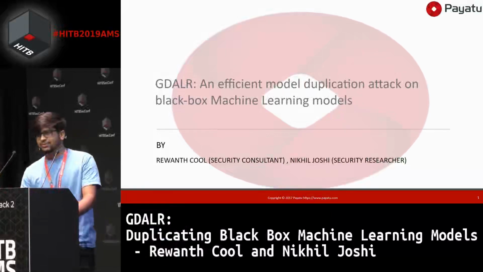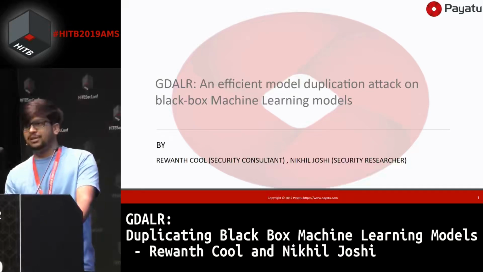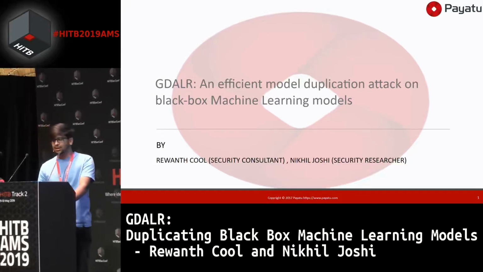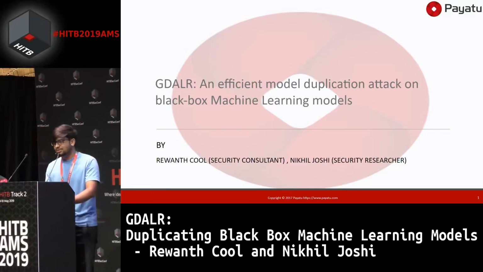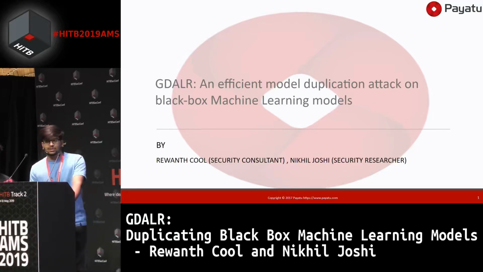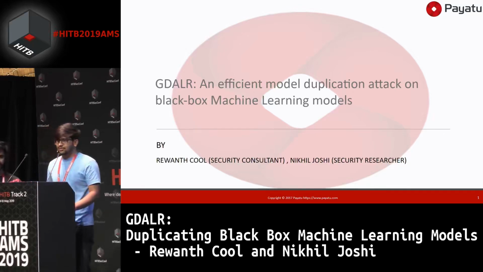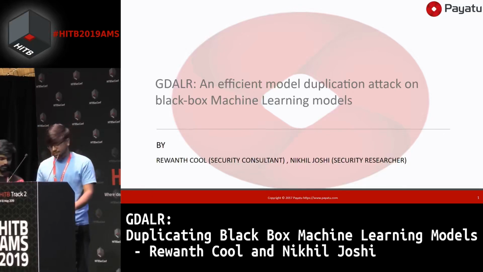I'm going to present one of the security vulnerabilities in machine learning models, the way they are deployed. It's called GDALR, an efficient black box duplication attack on machine learning models. GDALR is a technique that we have developed which efficiently duplicates black box machine learning models that have been deployed on cloud. We'll get into details of GDALR in a while.